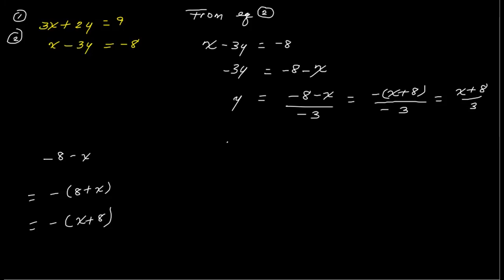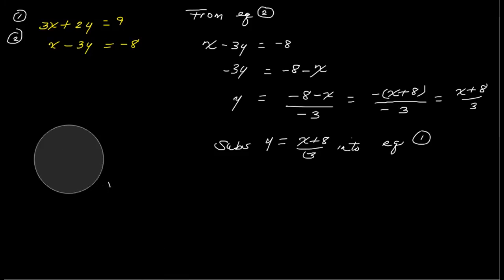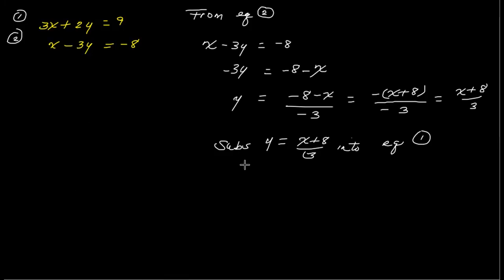So we're going to substitute x plus 8. Actually, we're going to say y is equal to x plus 8 divided by 3 into equation 1. We got it from equation 2, and so we're going to substitute it into equation 1 now, all right? So what does equation 1 say? It says 3x plus 2y is equal to 9. Let's use a different color here. So wherever I see y, I'm going to put this right here, right?